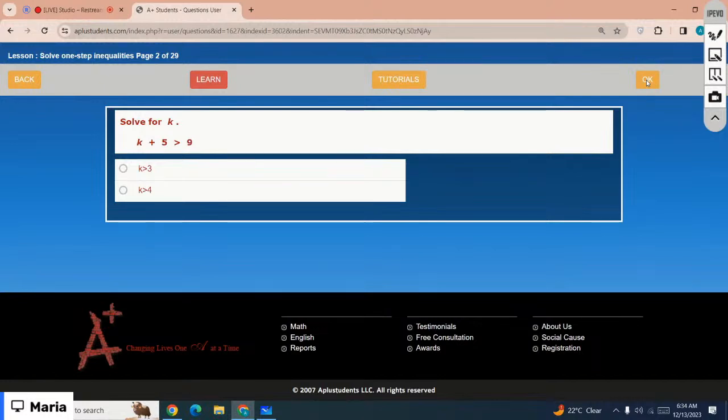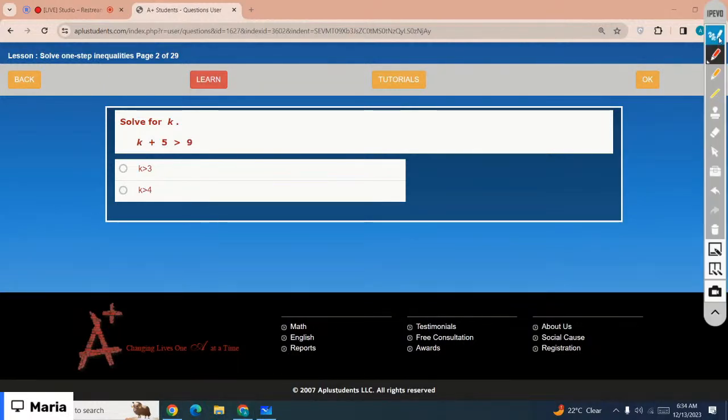Okay, solve for k, which is the correct option? k plus 5 is greater than 9, so which is the correct option? You have to remove that 5 from here, right? So opposite to addition is subtraction. So you have to do 9 minus 5, right? 5 minus 5 is 0. You are left with k, and 9 minus 5 is 4. So the correct option is k is greater than 4. Option number 2 is the correct option.